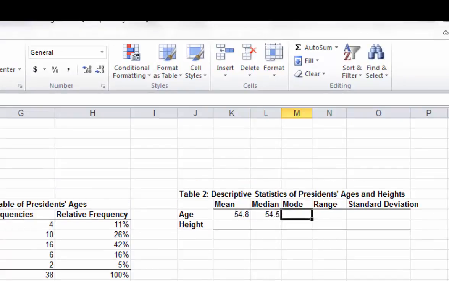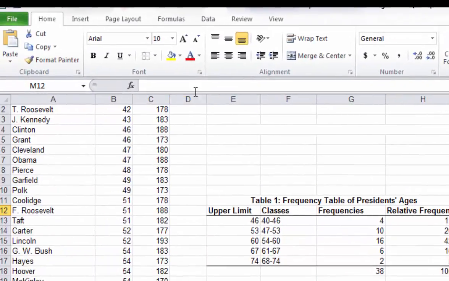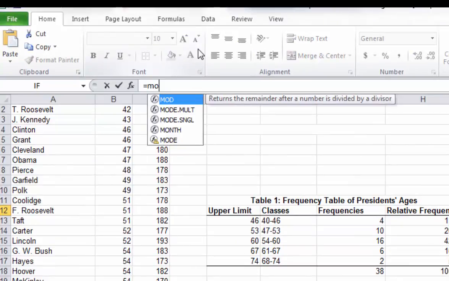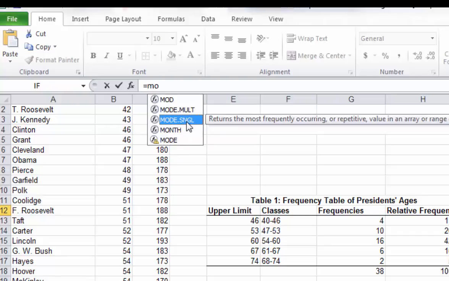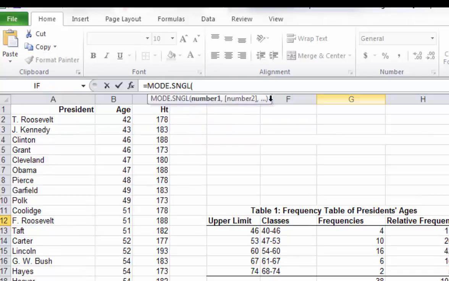The mode is the most commonly occurring value in the data set. I bet you it's going to be something around 54 or 55. Let's find out. So type in the equal sign. Start typing the word mode. Of course, you have a few different options. We're going to go with mode.sngl. So that's a single mode. Type in, of course, we're going to highlight our data.